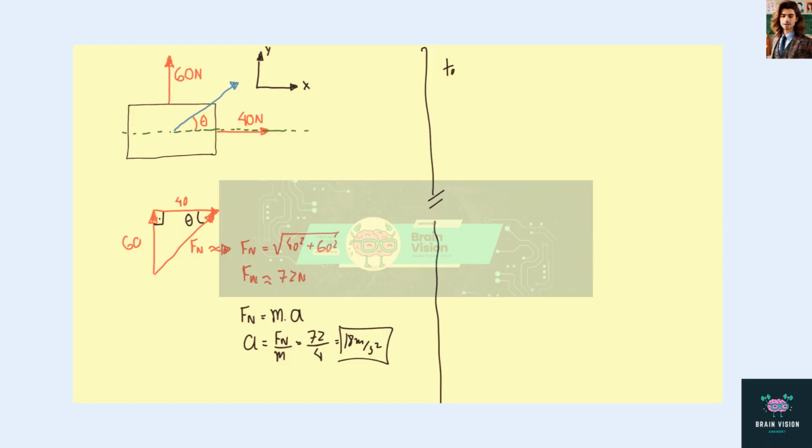So the tangent of theta is given by the opposite side divided by the adjacent side, and this results in 60 divided by 40, or 3 divided by 2, or 1.5. Then theta is the inverse tangent of 1.5, which is approximately 56.3 degrees. Then the direction is 56.3 degrees above the x-axis.